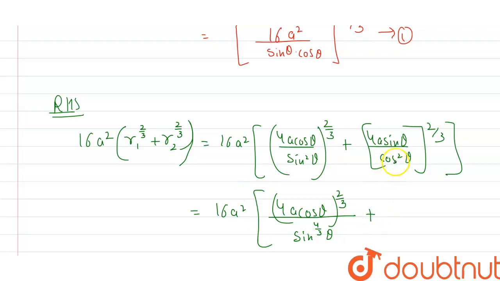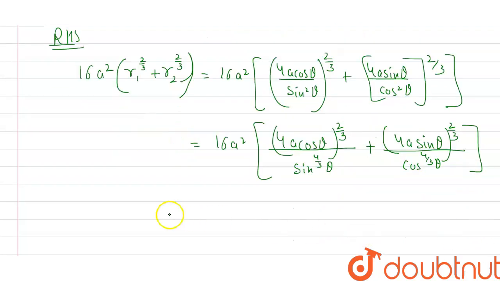Again, this can be done as 4a, sin theta to the power of 2 by 3 again. For this part, 2 by 3 and the LCM, this will become cos to the power of 4 by 3 theta. Right, no confusion till here. So after this it will become 16a square. I have 16a square, and after this, what can I do?